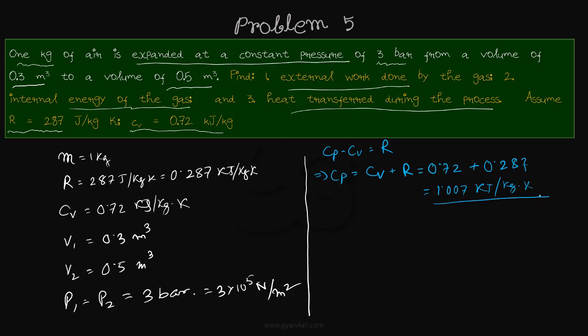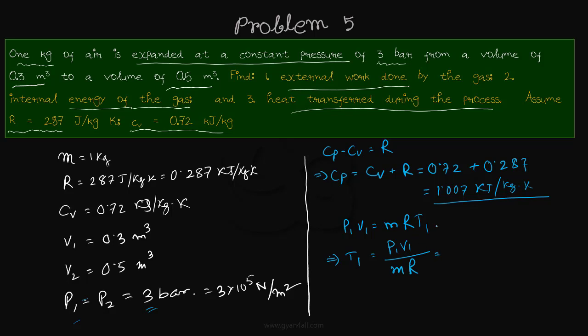Also in this problem, temperature T1 is not given, and temperature T2 is also not given. So from this formula we can find out the temperature T1. Say at point 1, P1 V1 equal to M R T1, the characteristic gas equation at point 1, where P1 equal to P2, that is equal to 3 bar. So we'll use this to find the value of T1. So T1 is equal to P1 V1 divided by MR.